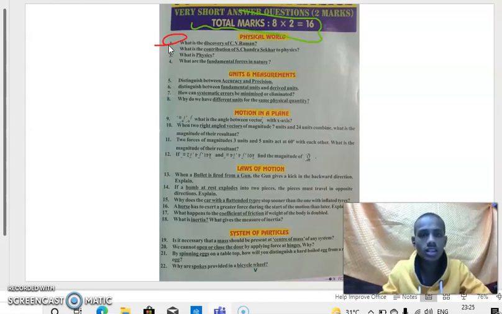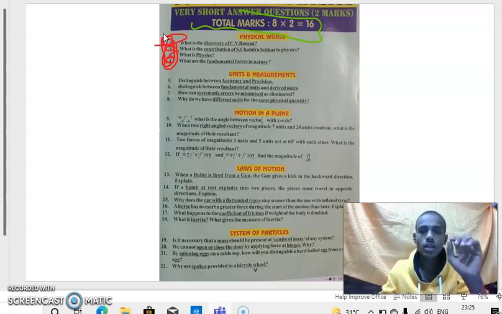Raman, and the second important is what is the contribution of S. Chandrasekhar to physics, and next, what is physics? First of all, we need to understand. Then the fourth important question is what are the fundamental forces in nature? Okay, there are 4 fundamental forces and we need to know their ranges, strengths. Okay, first of all, this physical world will give 2 marks, so this is the scoring chapter.